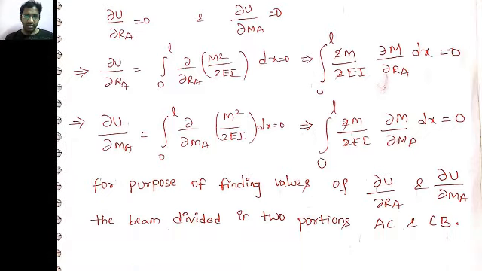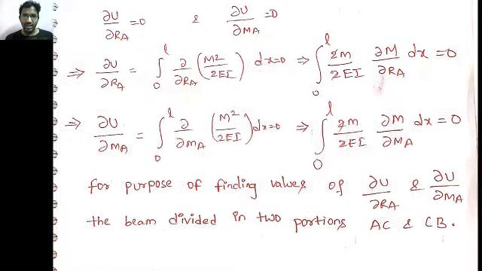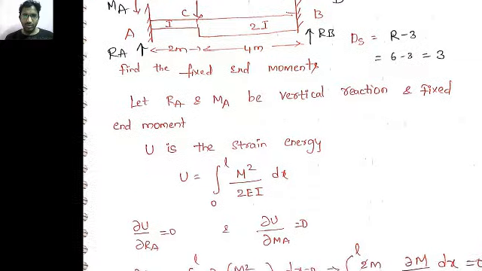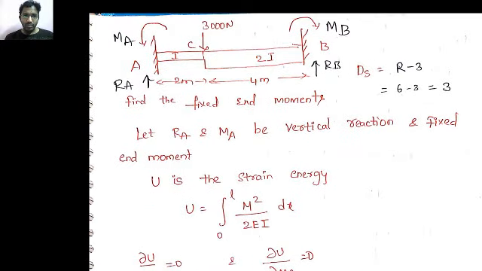So how do we get these two operations? For the purpose of finding the values of ∂U/∂Ra and ∂U/∂Ma, the beam should be divided into two portions, AC and BC. Here I already mentioned what the reactions will be: RA, RB and MA, MB. We have to take the two portions, AC and CB, for calculating RA and MA.